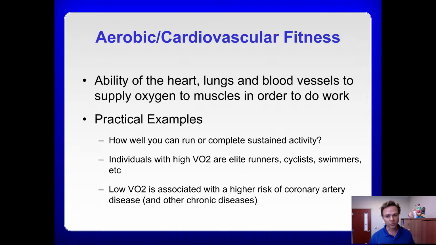So aerobic or cardiovascular fitness, they're used interchangeably. It's the ability of the heart, lungs, and blood vessels to supply oxygen to muscles in order to do work. That's a technical definition. I don't think people really understand what that definition is. So some of the more practical examples or definition: how well can you run or complete sustained activity like running, walking, cycling? Individuals with a high VO2, VO2 is the measure, the volume of oxygen you consume, typically in milliliters per kilogram per minute. But the individuals with high VO2s are the elite runners, cyclists, swimmers, etc.